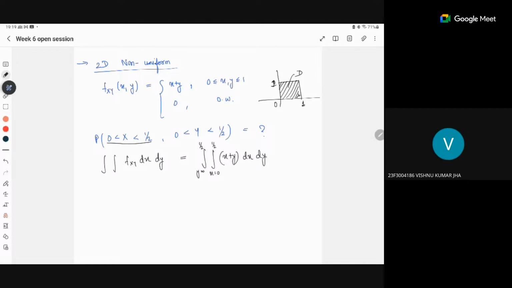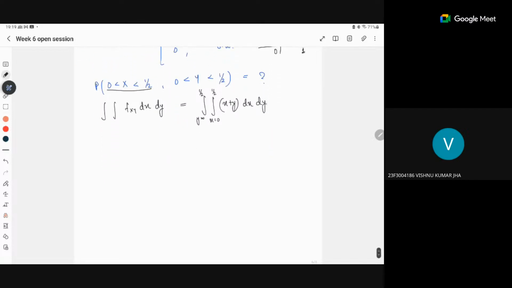Okay, so let's integrate with respect to x first. So I have y from 0 to half outside, and integrating x plus y with respect to dx means you will have x square by 2 plus y times x. I treat y as a constant, because we are integrating with respect to x. What is the integration of a constant times dx? It will be c times x. So if I treat y as a constant, it will be y times x.